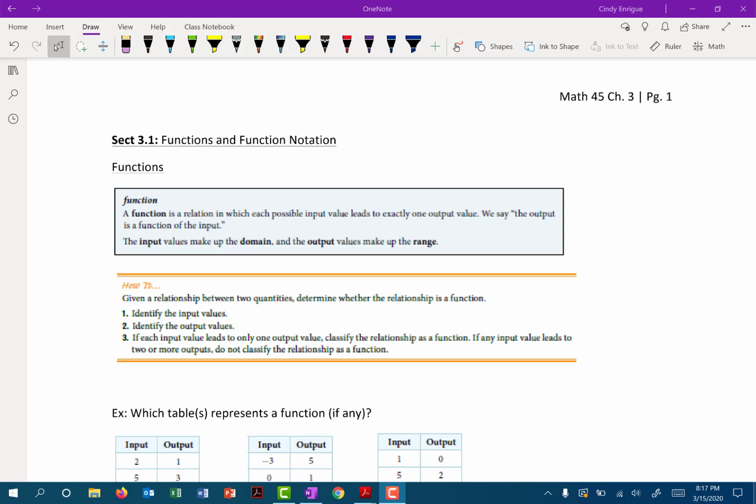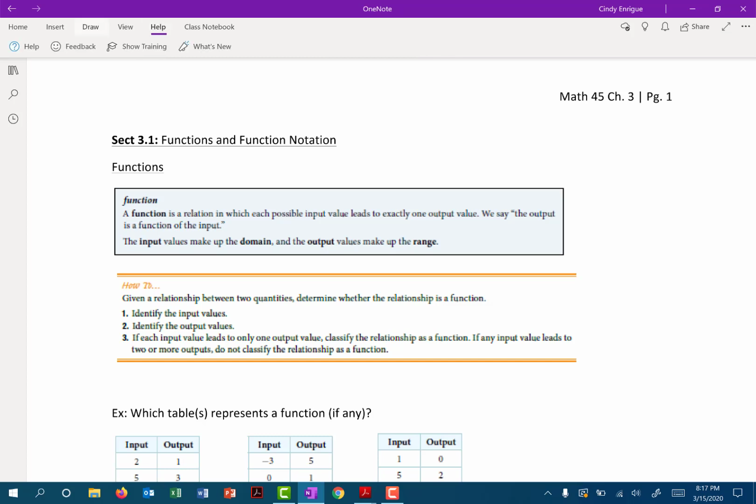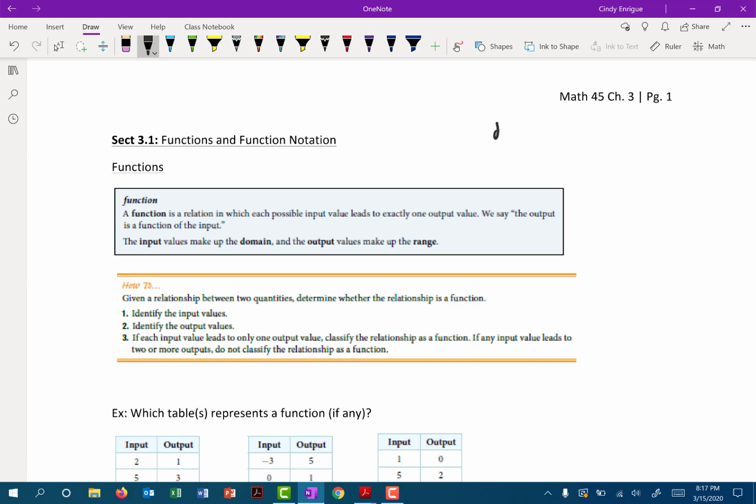So just to make sure we have our definitions, we know that our domain is really our input, which really just represents our x values. Similarly, what we have is our range. That's our output. And that represents our y values.